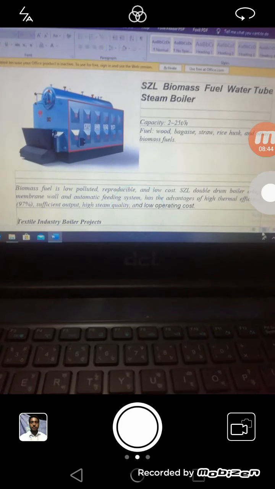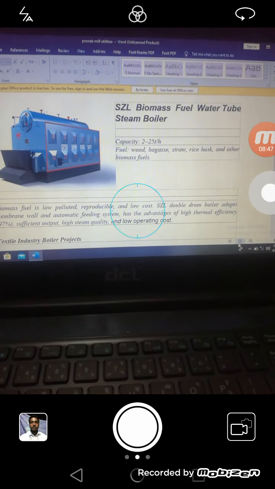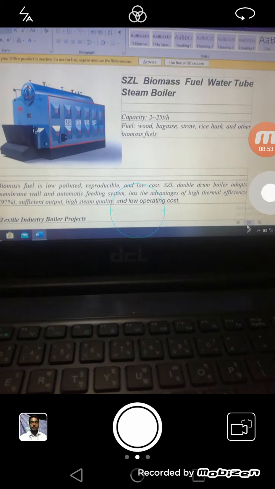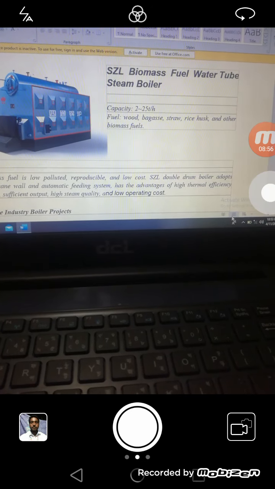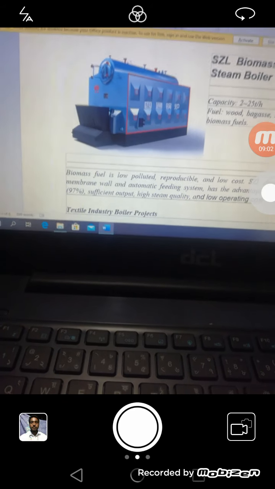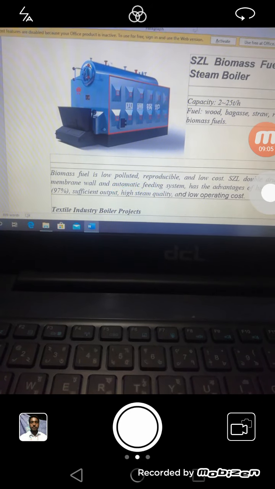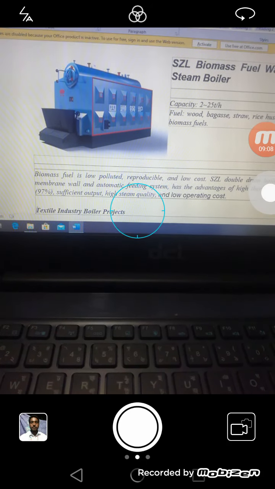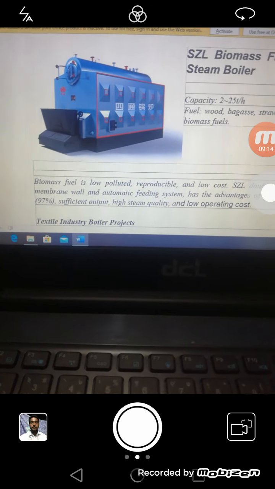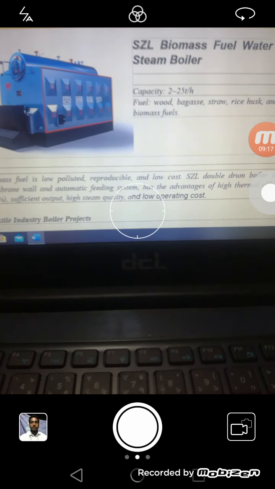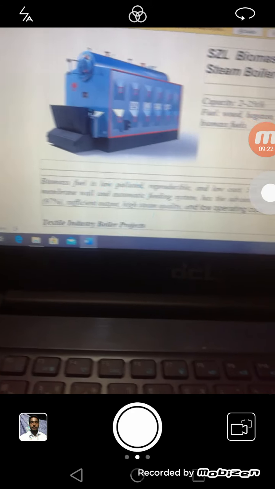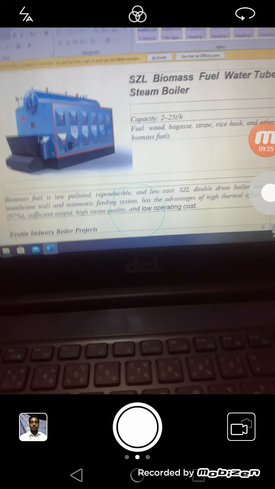Here we present another boiler, the SLG biomass fuel water tube steam boiler, capacity 2 to 25 tons per hour. Here fuel is wood, bagasse, straw, rice husk and other biomass fuel. Biomass fuel is low polluting, renewable and low cost. SLG is a double drum boiler adopting a membrane wall and automatic feeding system, and has the advantage of high thermal efficiency of 97%, sufficient output, high steam quality and low operation cost.